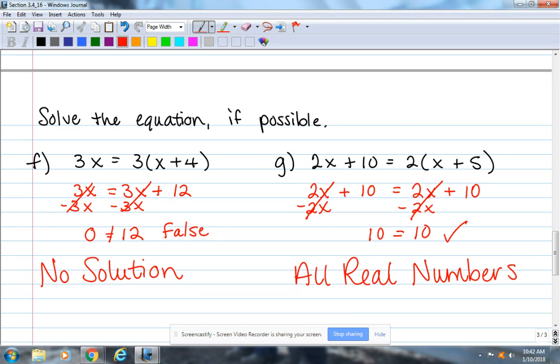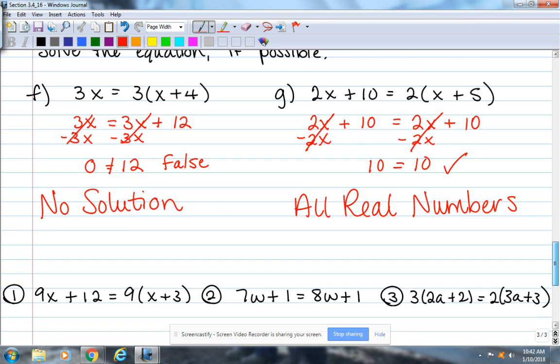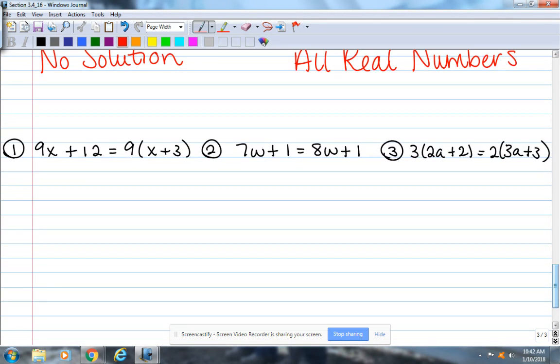Okay? So if you get your variables cancel out and it's false, you say no solution. If your variables cancel out and it's true, you say all real numbers. If your variables don't cancel out, you just solve it. Okay? Y'all try these three and see what happens. And that first one is supposed to be number 1. It kind of went off my screen a little bit. So 3 different problems. I want y'all to solve them and see what happens.